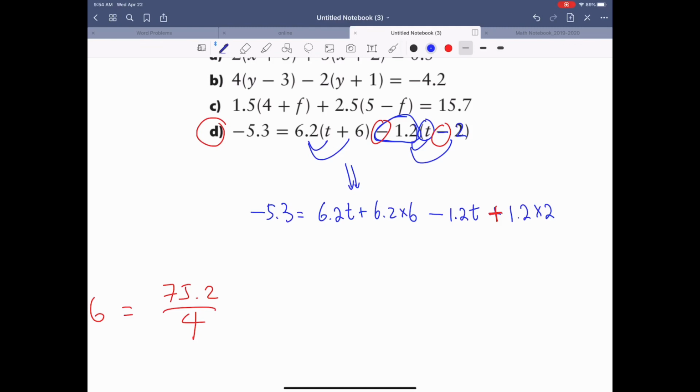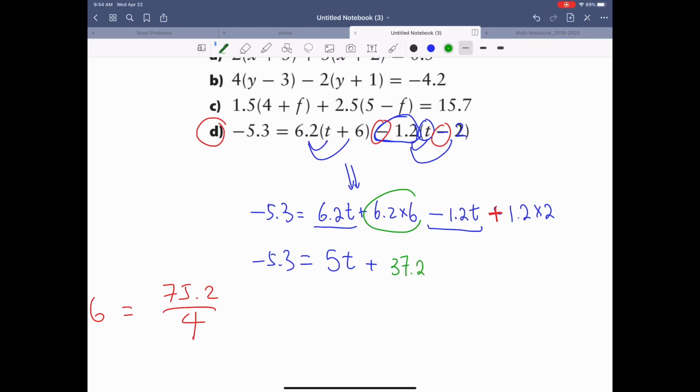Okay, the rest of it, I don't think it's a problem for you guys. Group the like terms. This is a like term, this is a like term. Can you group the t together so you can have only one unknown variable, one t? Yes, of course. 6.2 minus 1.2 gives you 5t, okay? Plus, what is that number there? I'm just going to change the color. That number there, 6.2 times 6 gives you 38.2, I guess. No, 37.2. Sorry, my bad.